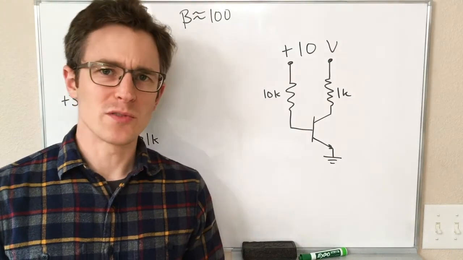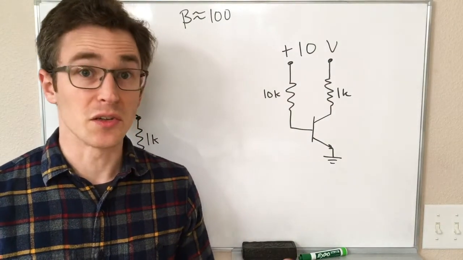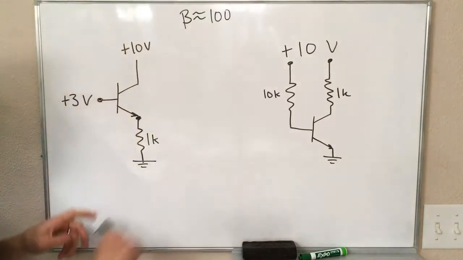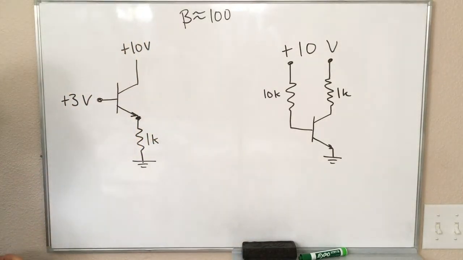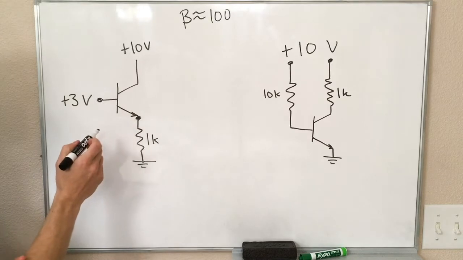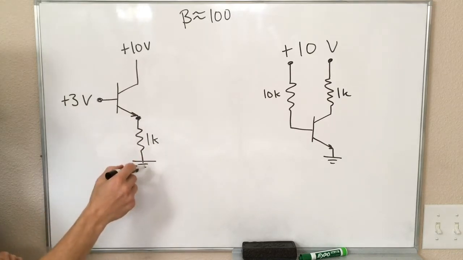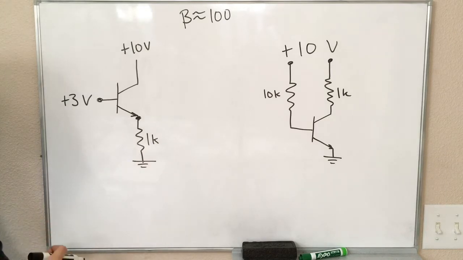Now that we have some basic rules for analyzing transistor circuits, let's look at a couple simple examples and apply what we've learned. So here are two different examples of NPN bipolar transistor circuits. For both of these, we'll assume that our beta is approximately 100. Okay, so here's our first circuit: 3 volts on the base, 10 volts on the collector, and a 1K resistor to ground from the emitter.